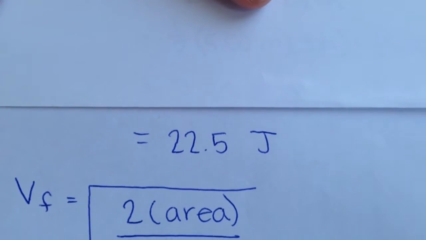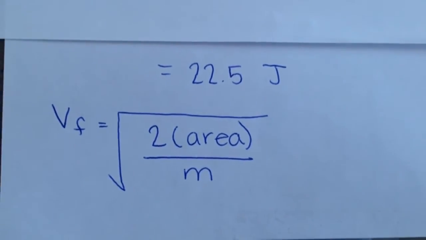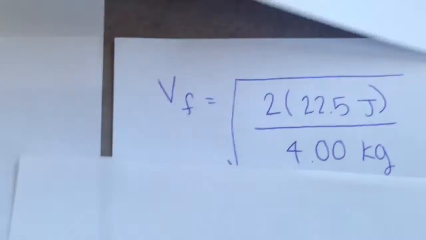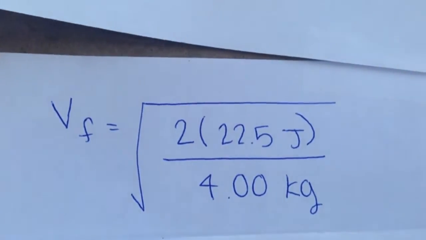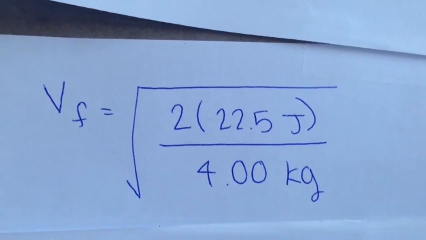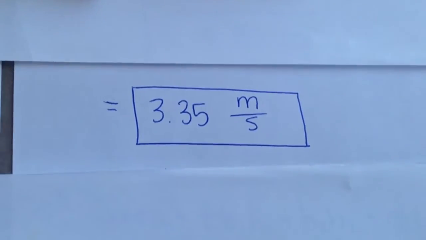And we can plug this into the equation we used before. Velocity final is equal to the square root of 2 times area over m. If we plug this in, we get velocity final is equal to the square root of 2 times 22.5 joules over 4 kilograms, which comes out to be 3.35 meters per second.